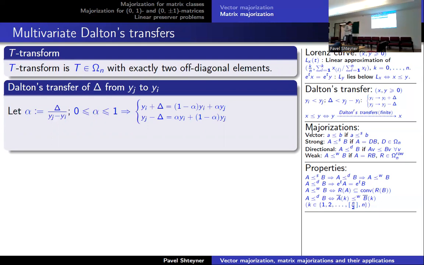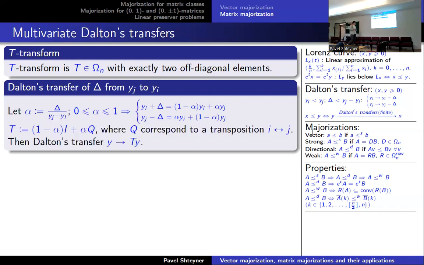Let's say this is the transfer delta from j to i, and you take this alpha, and what occurs is the average with these coefficients. A Dalton transfer can be viewed as T times y, where T is a T-transform defined like this: 1 minus alpha times the identity matrix plus alpha times Q, where Q is the representation matrix that corresponds to the transposition of i and j.